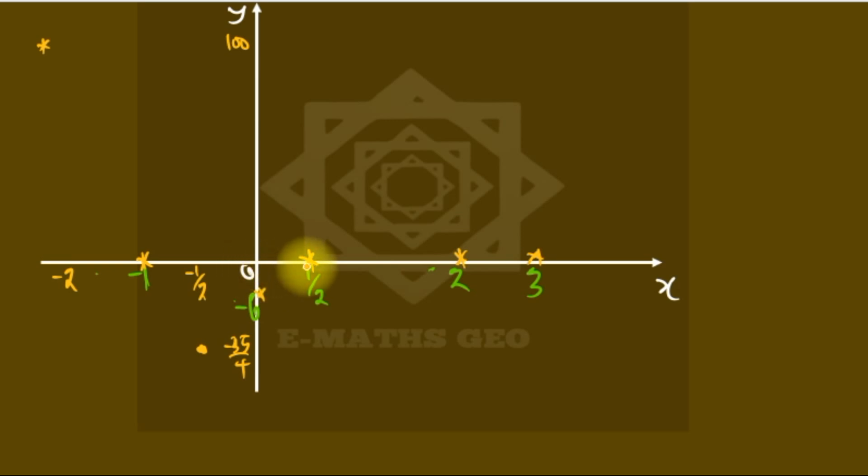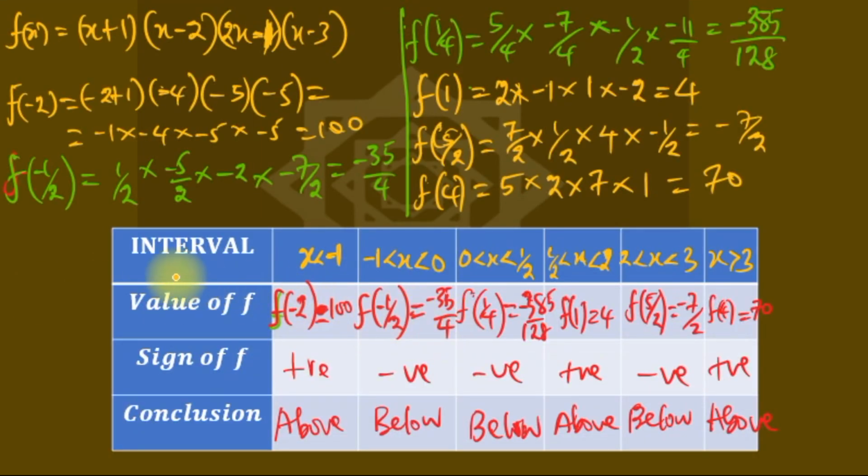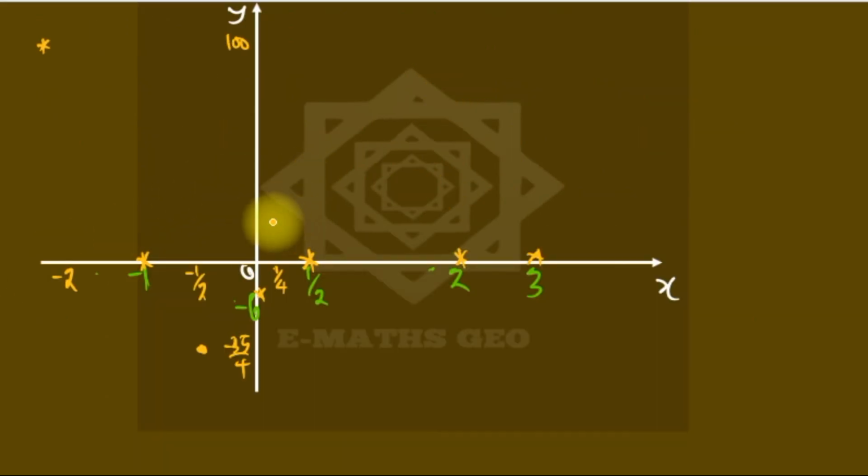So let's check between 0 and half, we tested 1 over 4. And we got minus 385 over something, that's minus 3 point something. This is minus 6. So minus 3 will be nearer. So minus 3 point something, let's make it this point. Maybe let's use yellow. So this is one of the points.